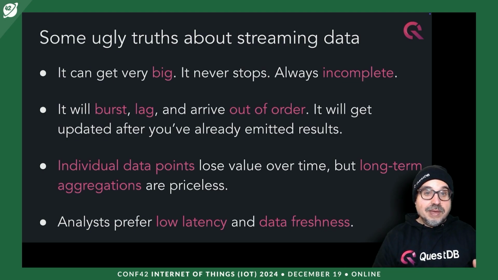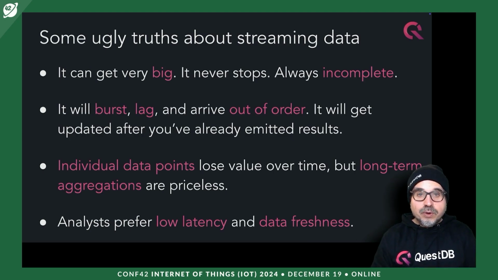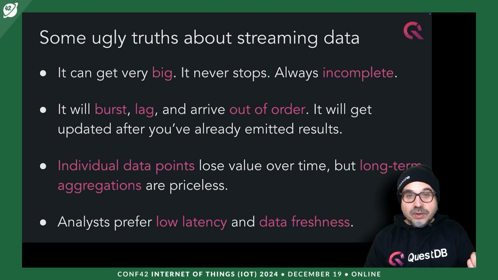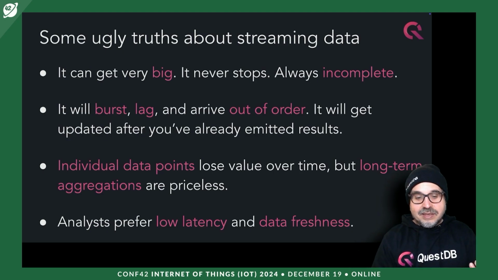So data is going to be coming out of order. It's going to be coming late. And very often it will come when you already emitted some results. So you need to be able to update whatever you did. So if you're working with immutable systems, that's going to be hard. And you need to have some way of working with individual points, but also when data is getting old, some way of aggregating data, because aggregations of older data are more valuable than individual data, which are more valuable in the recent time analytics.